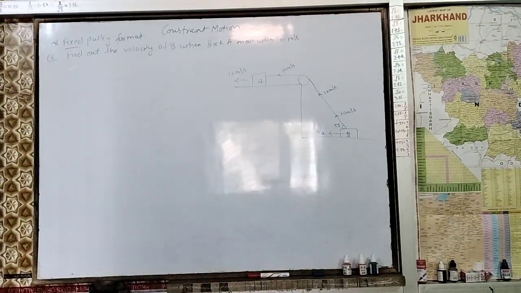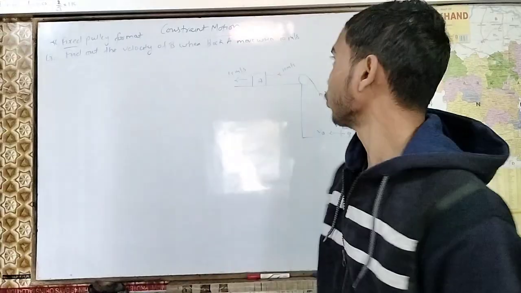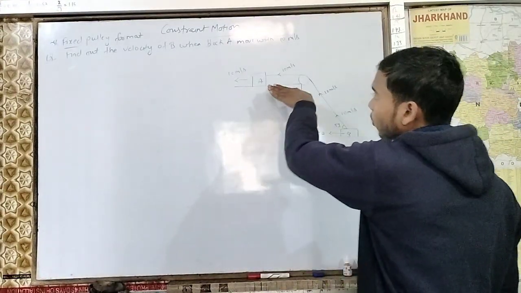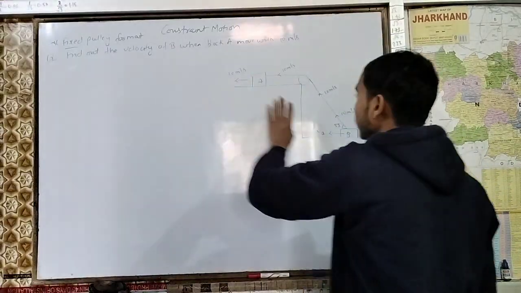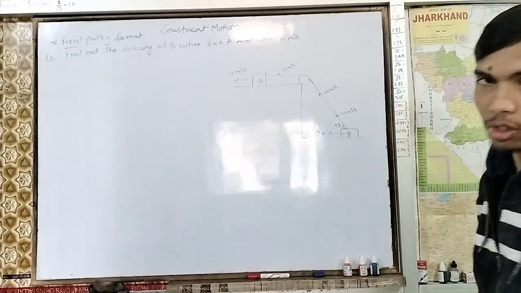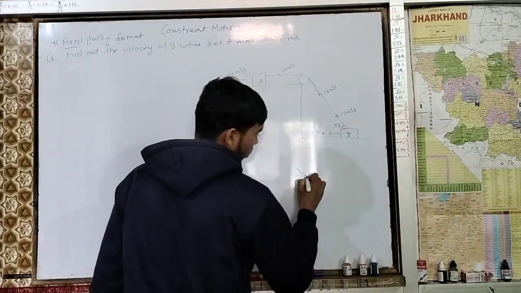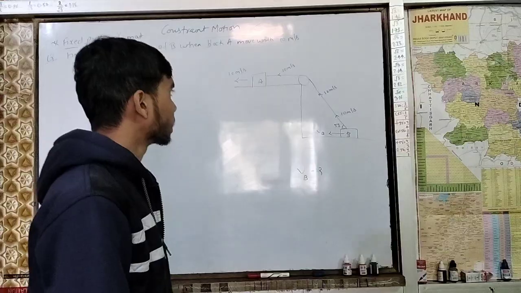The question is asking what would be the velocity of block B. Find the velocity of block B when block A moves with 10 meter per second in this direction. That is what the question is asking. We have to find this block B. Remember, try to understand.